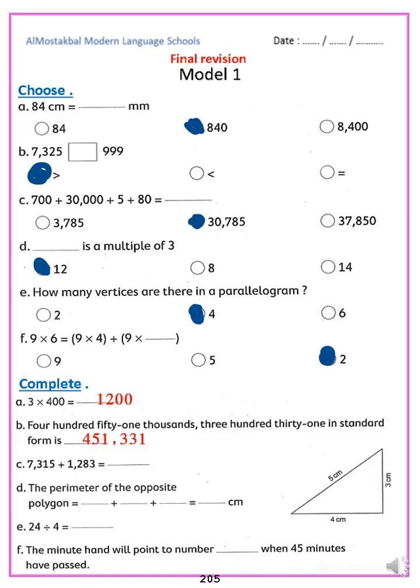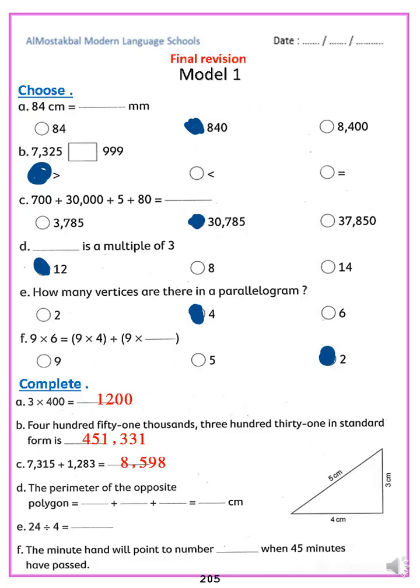Okay, the next question, 7,350 plus 1,283. Okay, you can use the method of adding the ones together and the tens as well, and so on, okay? So the answer is 8,598.